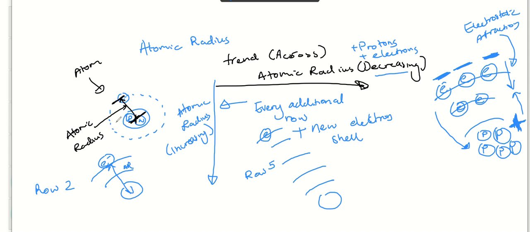So the atomic radius is counted from the center of the nucleus to the furthest electron shell, or to the furthest position of where the electron is. If I have more rows or more electron shells, then obviously my atomic radius is going to increase. So that's why the atomic radius increases as we go down the periodic table, because we're adding in new rows of electron shells. Okay, so that kind of explains all that there.